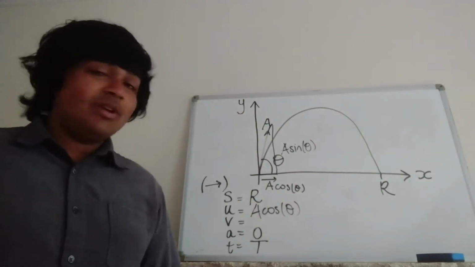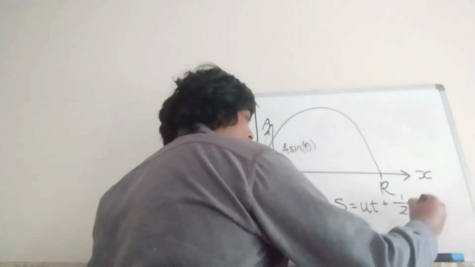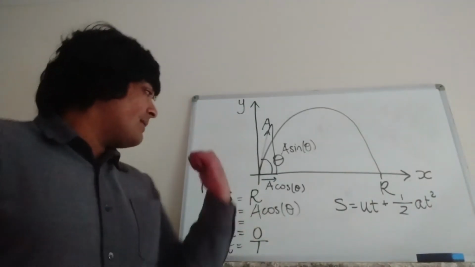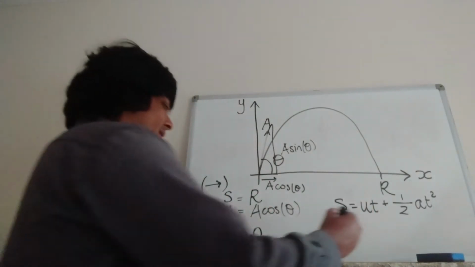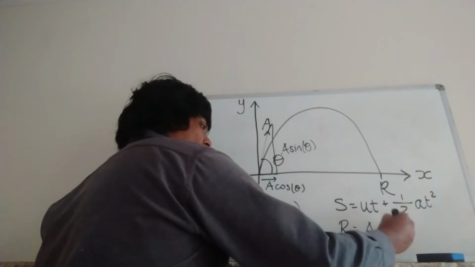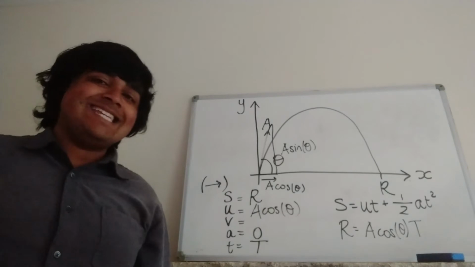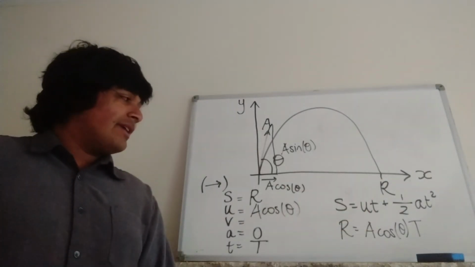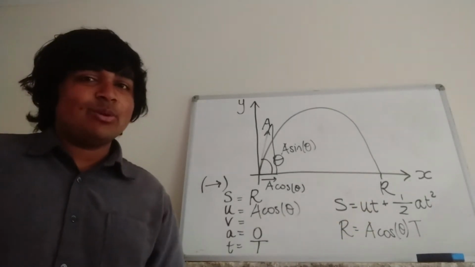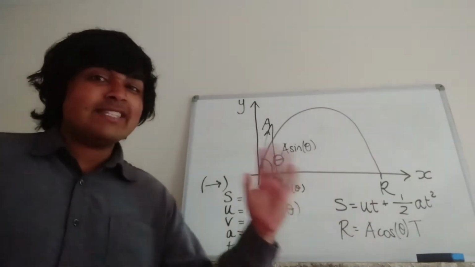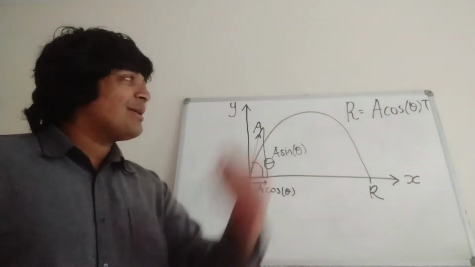Okay, now we can use one of the suvat equations, which is S equals ut plus a half at squared. Just plugging in these numbers here, we get r equals A cos theta times capital T, and then this half at squared term vanishes because a is 0. So we've got one equation involving r, theta and t. This equation here, r equals A cos theta T. Now what we're going to do is resolve vertically to get another equation, and then we can start doing some algebra.